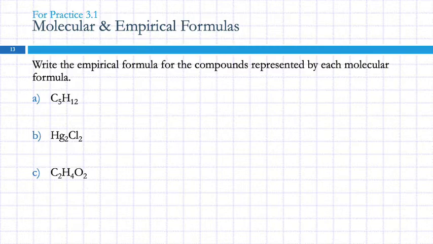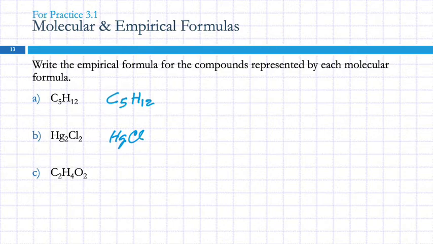Write the empirical formula for the compounds represented by each molecular formula. So C5H12. Can a ratio of 5 to 12 be simplified? No. So the empirical formula here is the same as the molecular formula, and that can definitely happen. How about Hg2Cl2? We'll divide both of the subscripts by 2, right? And we get HgCl. That describes the ratio.